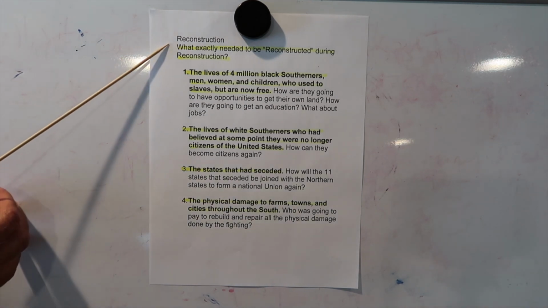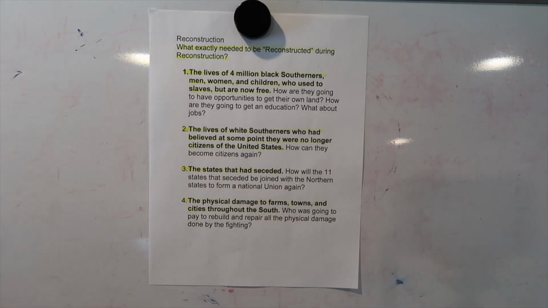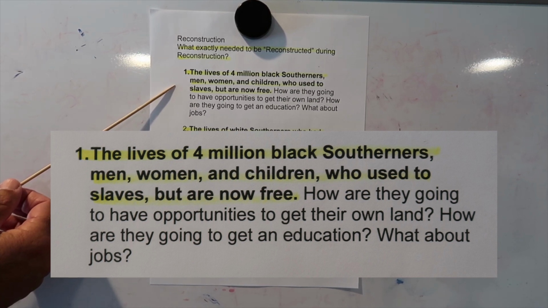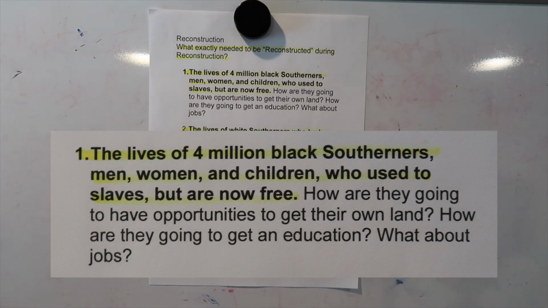So there's two sections you have to have. This first section is about what exactly needed to be reconstructed during Reconstruction. You probably have an idea of what Reconstruction means in terms of building something, but in terms of U.S. history, what does it mean? Well, there's four basic things that I'd like you to understand that needed to be reconstructed during this time period called Reconstruction. The first one is going to be the lives of 4 million black Southerners, men, women, and children, who used to be slaves but are now free. So please write down the highlighted section. If you want to add the thinking questions, you can do that too.